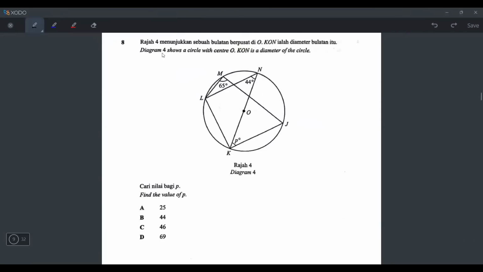Okay, let's go to number 8. Diagram 4 shows a circle with center O. Okay, I can see it. KLN is the diameter of the circle. Okay, this word diameter, if in a circle they tell you a diameter, diameter means the line has to pass through the center.